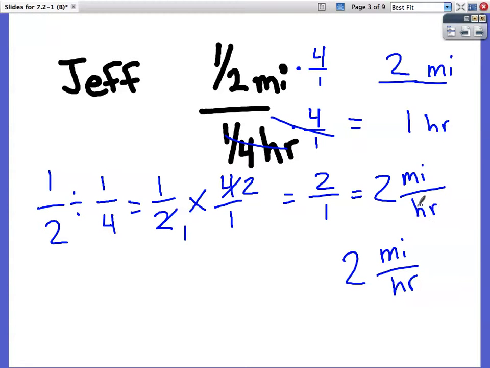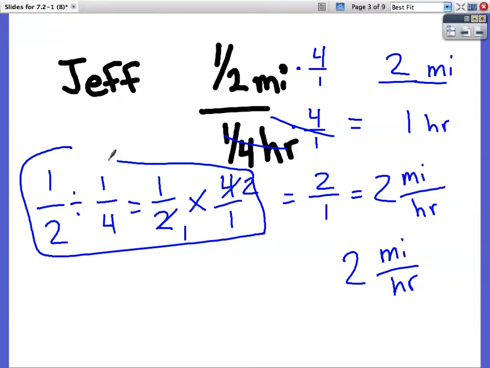So you could look at this in a lot of different ways. Most of you, I'm guessing, are going to like this method the best. It's up to you. Good luck. Have fun. I hope this made sense.